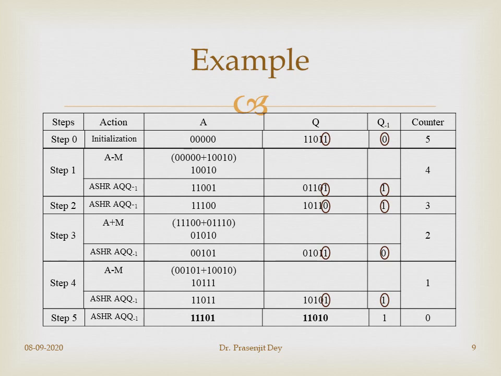Now the counter becomes 0, and when the counter becomes 0, we stop the execution, and whatever value is in the A and Q registers will be the final product of the operation. So in this example, the final product is 11101 11010.